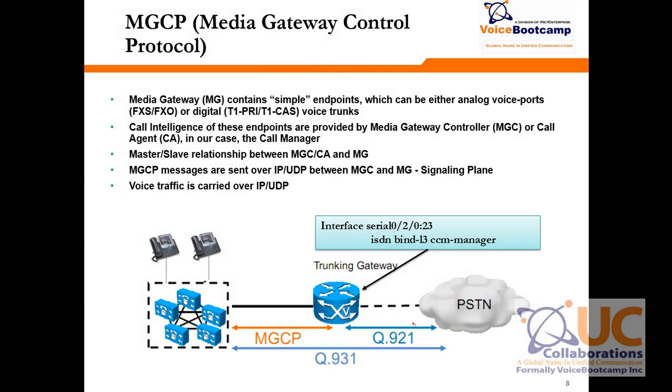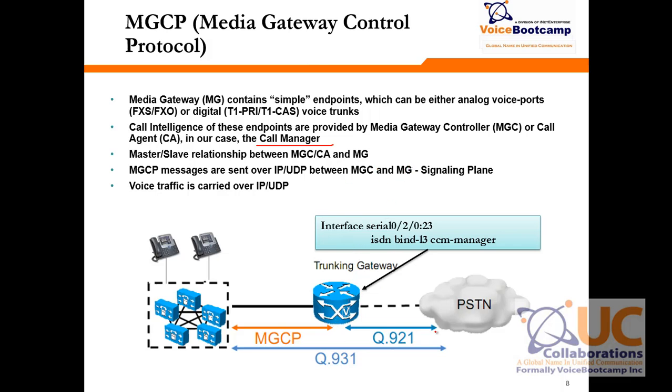An MGCP gateway, on the other hand, is client-server. It's a very simple endpoint which can either be analog or digital. Now, in order for MGCP to work, MGCP depends on call manager acting as a call agent, and the gateway acts as a slave. It's a master-slave relationship. MGCP messages are sent over UDP between the gateway controller and the gateway itself.